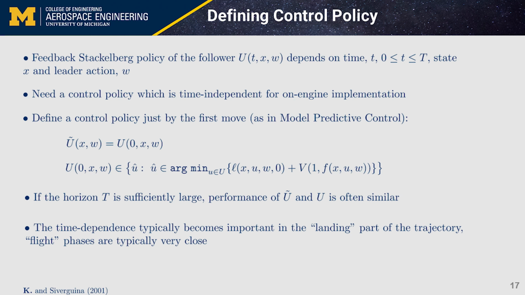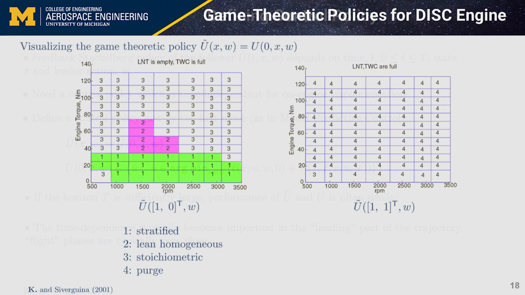We can turn the crank on the computations and construct the feedback Stackelberg policy of the follower. That policy is going to be a function of time, as well as the state and action of the leader. However, we need a control policy which is time independent. And during my first lecture, I talked about model predictive control, and this is also what we do here. That is, we define the control policy by the very first move in this particular game. That's what we end up using.